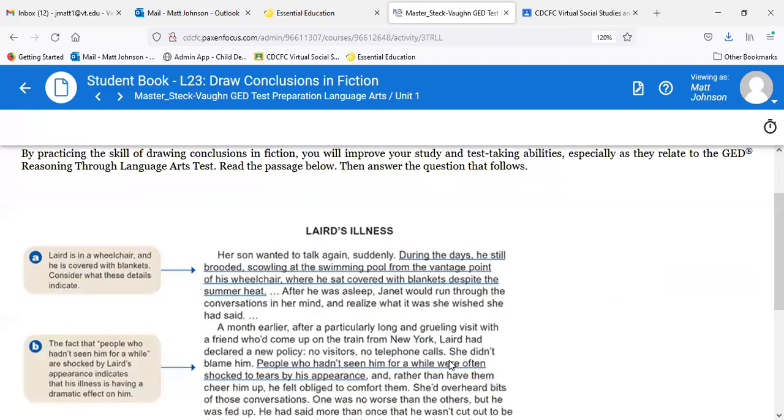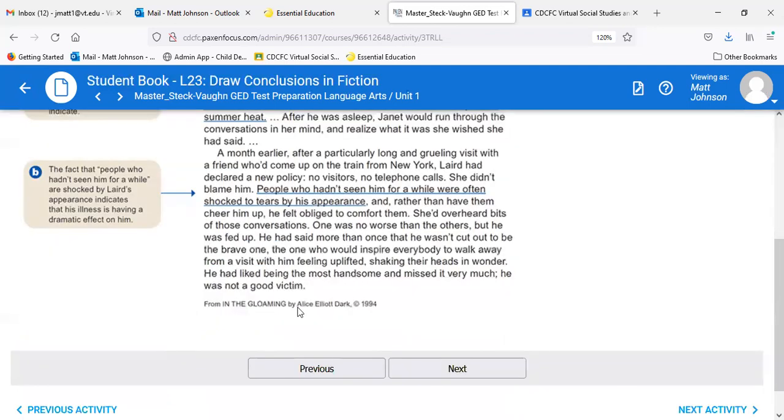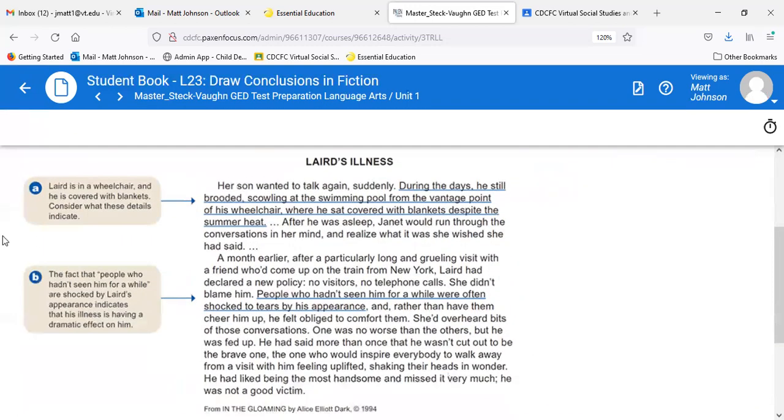Okay, this looks a little more familiar. Laird's illness. That is fiction. We're not going to talk about rising gas prices. So what we have here is Laird's illness from In the Gloaming by Alice Elliott Dark, 1994.